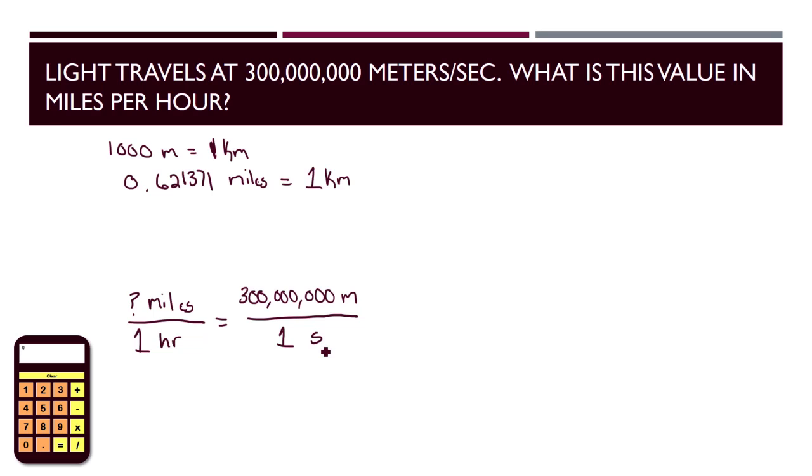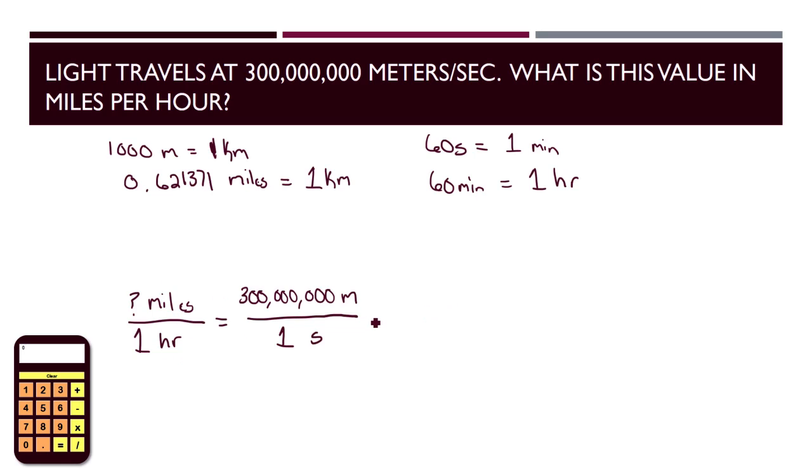My time unit, I want it to go from seconds into hours. So I'm going to need some conversion factors there as well. Well, I happen to know that there are 60 seconds in every 1 minute, and we also know that there are 60 minutes in every 1 hour. So I can use those two conversion factors to allow me to get from seconds to hours, right?